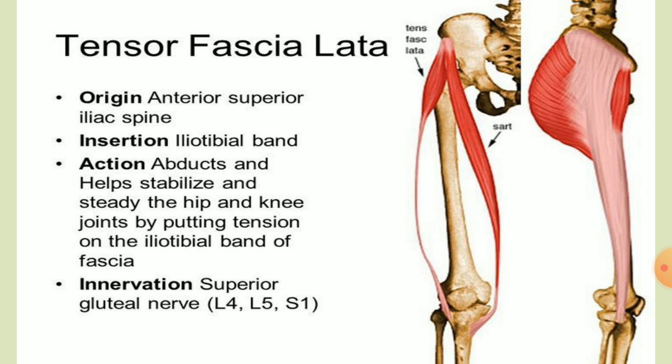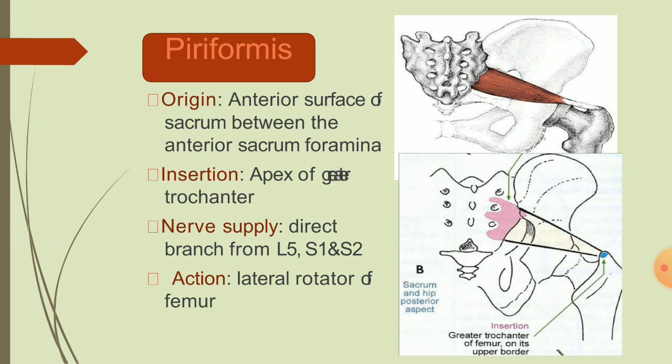Innervation, it is supplied by the superior gluteal nerve. Now the piriformis. Origin is from the anterior surface of the sacrum between the anterior sacral foramina. Insertion is on the apex of greater trochanter. Nerve supply is by the direct branch from L5, S1 and S2. Action, it is the lateral rotator of the femur.